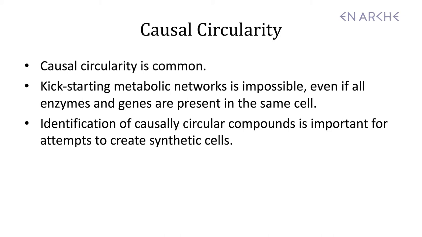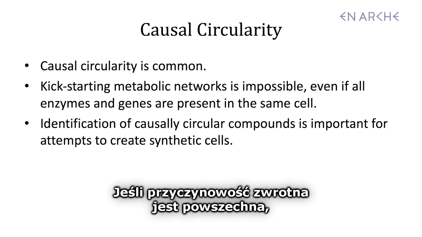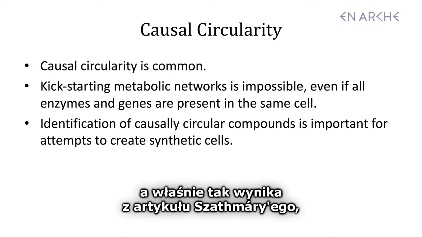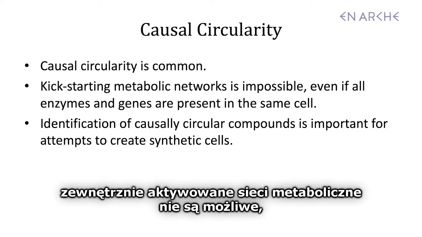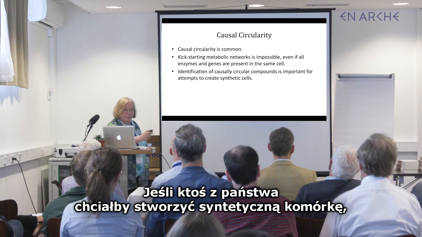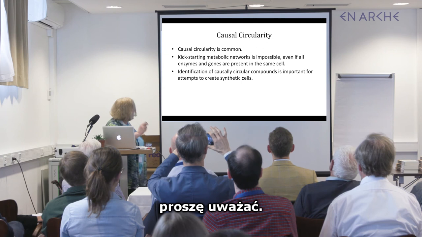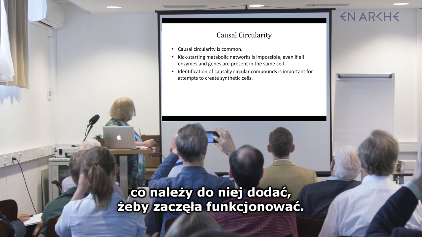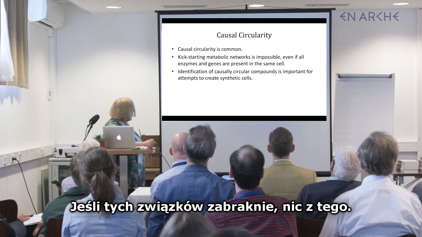Now, if causal circularity is common, and this is what comes from the Safmari paper, this is from their abstract: kickstarting metabolic networks is impossible even if all enzymes and genes are present in the same cell. Take that in. For those of you who aspire to make a synthetic cell, pay attention. You have to know what you're going to have to add to the cell to get it to start. Because if you don't have those compounds present, it won't work.